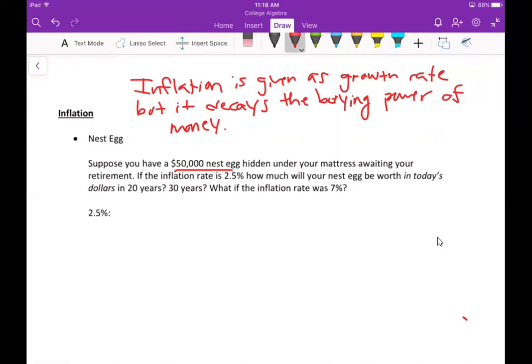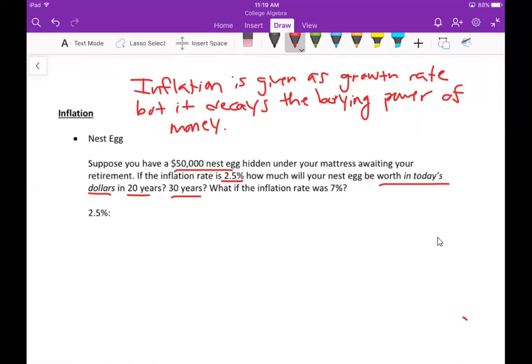So we've got this $50,000 and we don't put it in the bank. We just put it, quote unquote, under our mattress and have it there waiting for us in retirement. Now, the inflation rate, we're going to assume it's that average rate that we typically see of 2.5%. So we want to know, if we leave that $50,000 there for our retirement, let's say that retirement is 20 years or 30 years down the road, what will it be worth in today's dollars? So in 20 years or in 30 years, how much could that $50,000 buy if we just let it sit there?